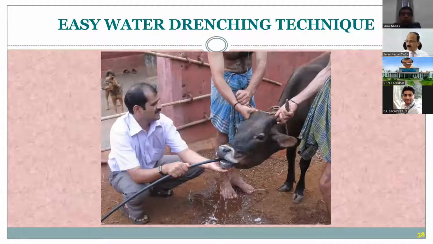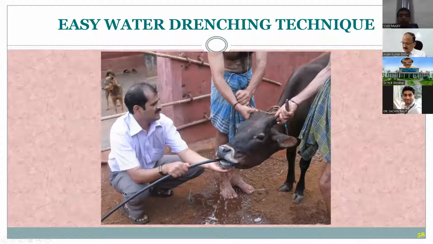In most of the farmers' houses, we will have a pump or a tap. Then we can connect one end of this pipe to the tap, and slowly allow the water to go inside the cow's mouth. And we should never raise the head of the cow more than a 45-degree angle, or else the water will go directly to the lungs.